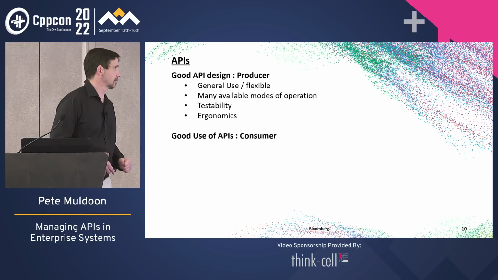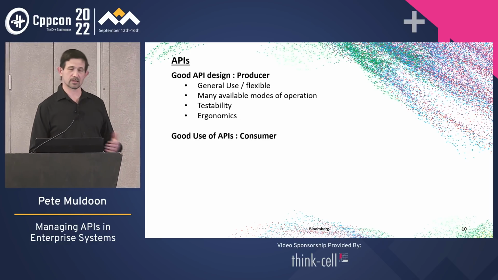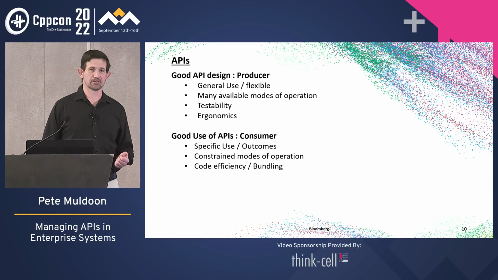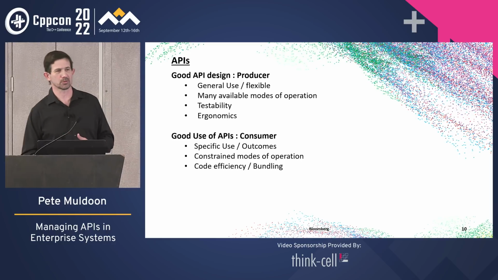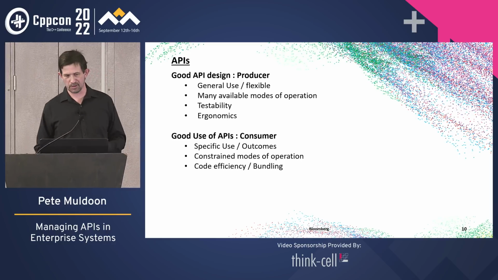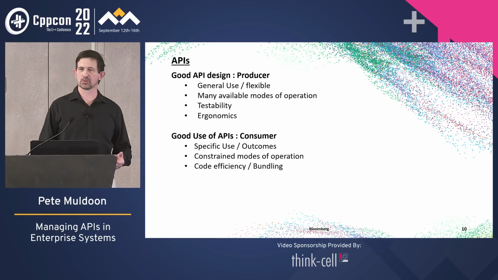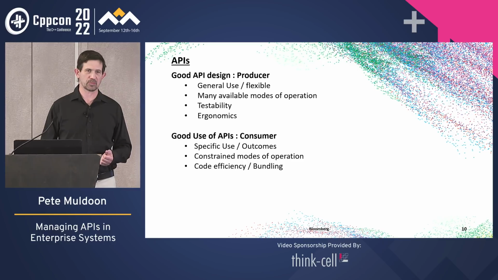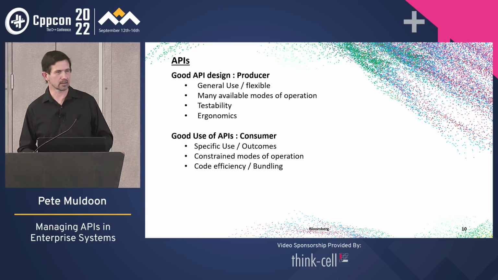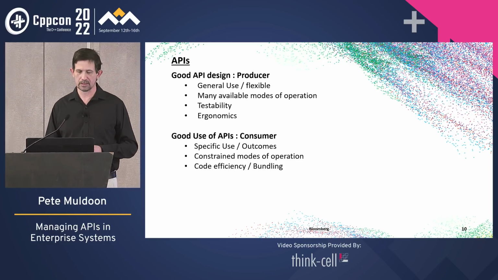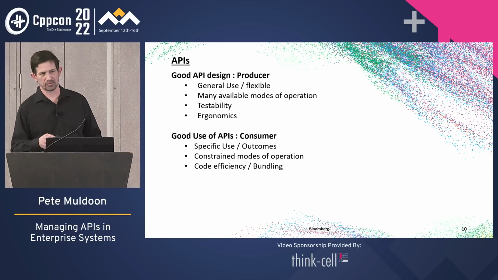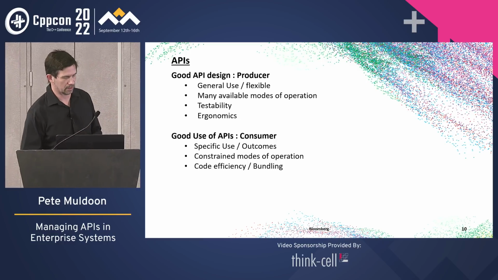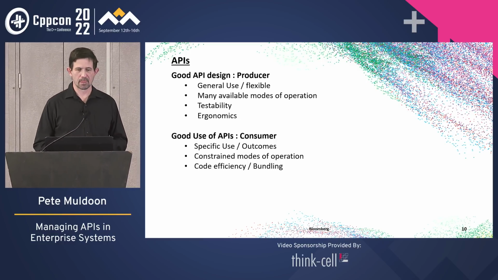But on the other side, I have the use of these APIs as a consumer. What am I looking for? As a consumer, I'm looking for specific use, specific outcomes. I don't want a huge wide API. I want some constrained modes on it, because I don't want people using this API in 20 different ways to do the same thing, or doing bad practices, or saying, I'm in a hurry, we'll do it this way for now. And we also have code efficiency. There are certain things I'll do whenever I'm doing some operation, so I'll just bundle them in as part of the wrapper for the API.